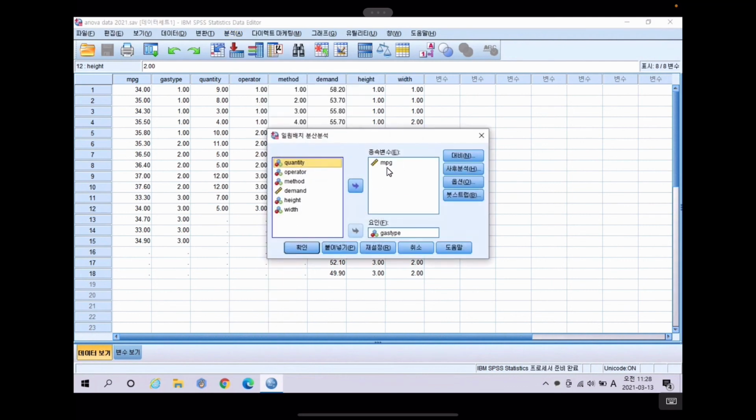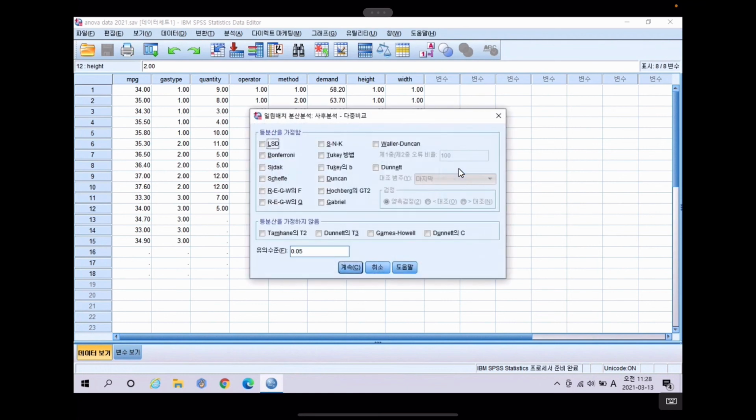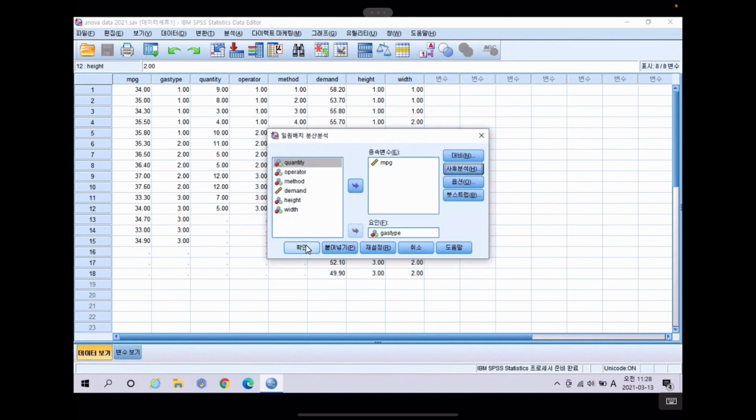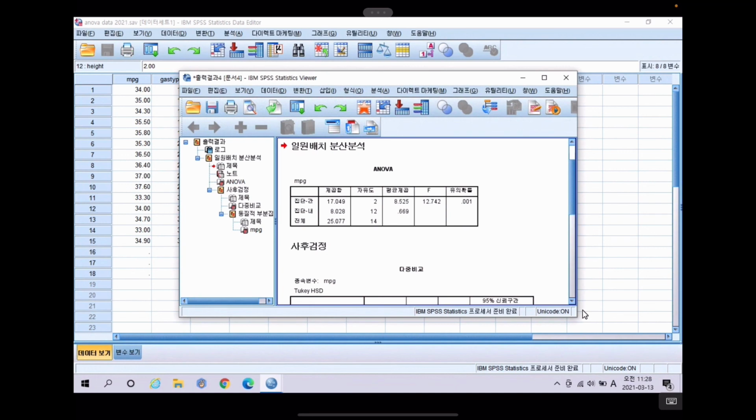So we already moved the dependent variable and the treatment here, right? And in order to get the pairwise comparison, you go to this button and you select Tukey, either Tukey or Bonferroni, all right? And then you continue by clicking this, and you get the results here.